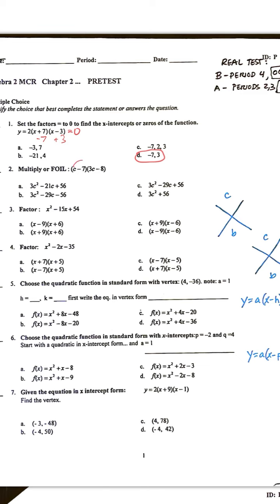Multiply, or FOIL, means double rainbow. It's this one that comes first. The first times first: 3c squared. Next one, minus 8c. Next one, negative 7 times 3c, negative 21c. Last one, negative 7 times negative 8, positive 56. Last step, add like terms. Negative 8 and negative 21 is negative 29.